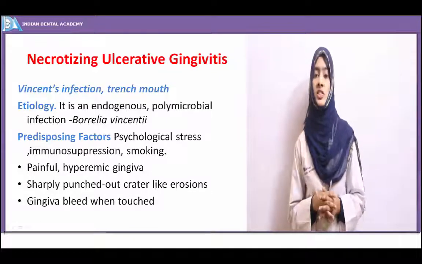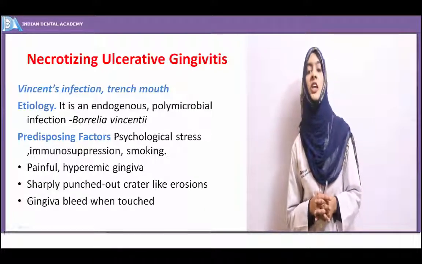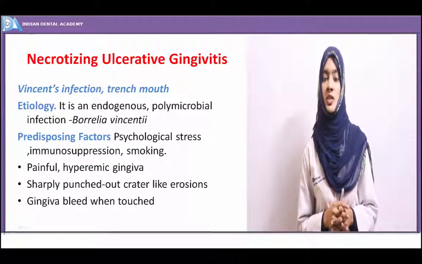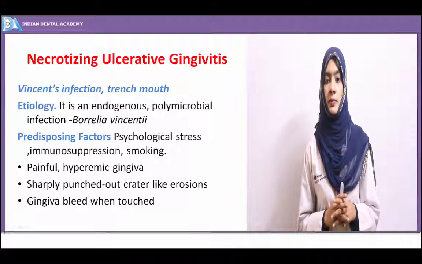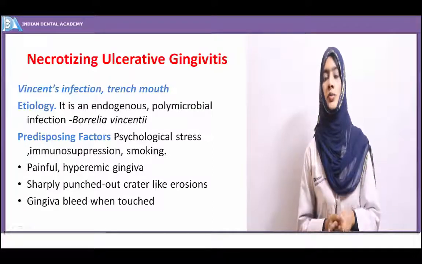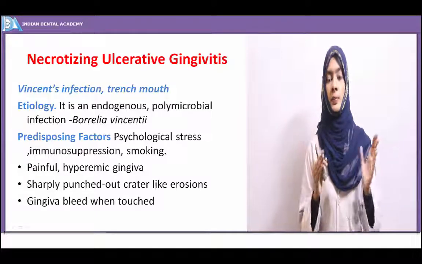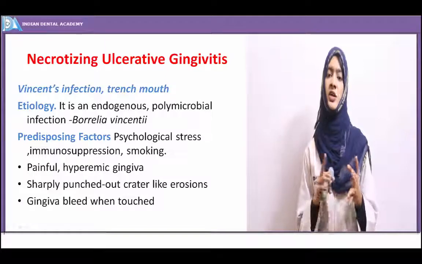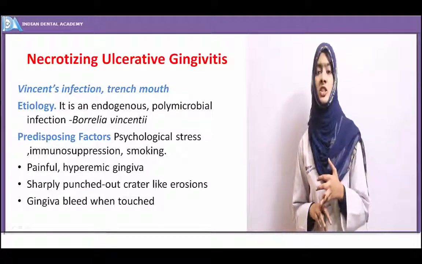Vincent's infection is actually an endogenous polymicrobial infection. It is caused by a bacterium known as Borrelia vincentii. It is a fusospirochete. It has a devastating effect on the oral mucosa because it causes necrosis. And the necrotizing diseases have been grouped as necrotizing ulcerative gingivitis and necrotizing ulcerative periodontitis also. So first we'll see the gingivitis form.